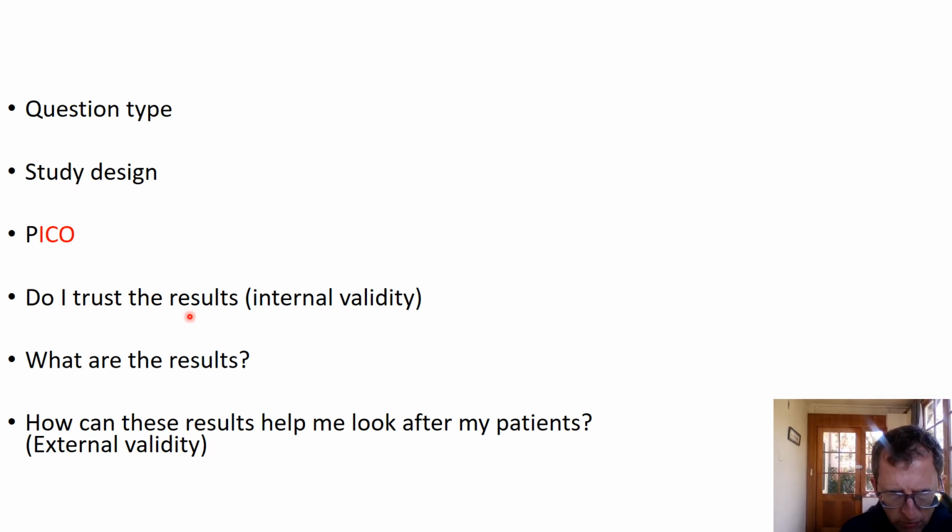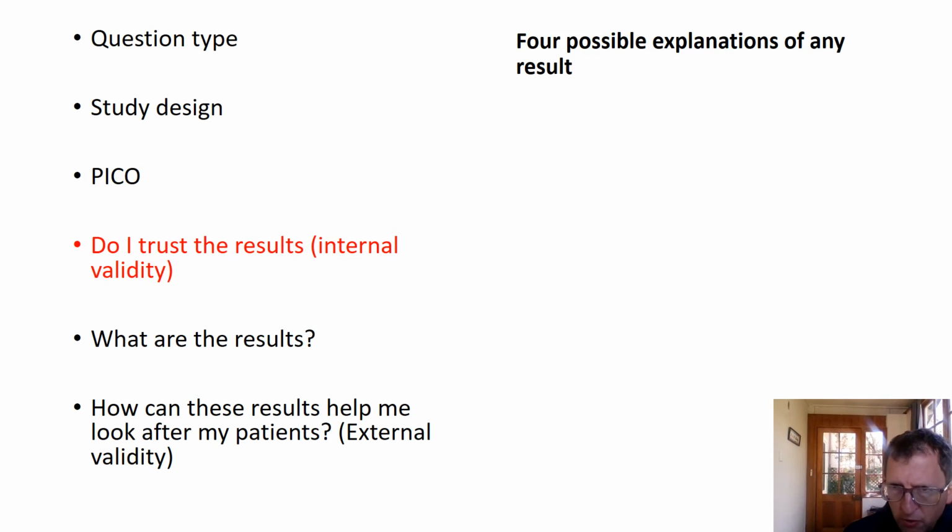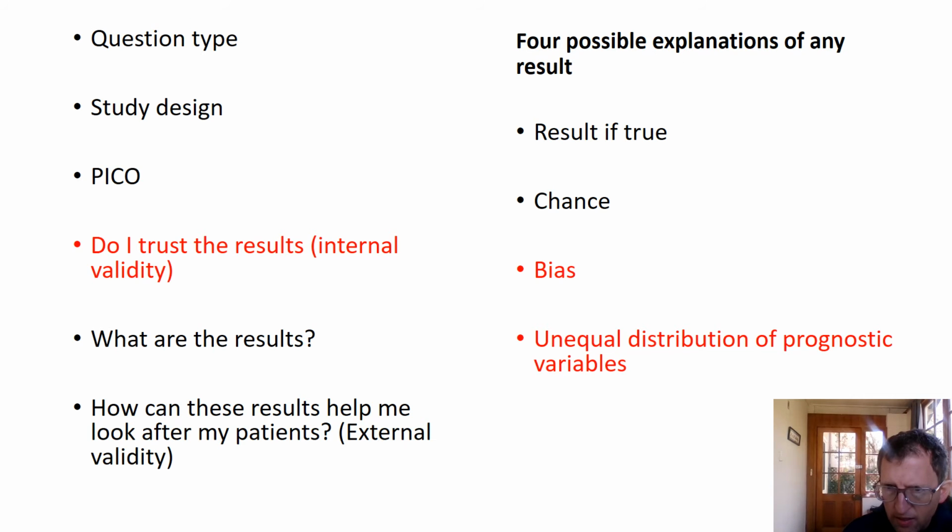I then went through the next section, which is, do I trust the results? I made the point at this point that there are 4 possible explanations of any result: truth, chance, bias, unequal distribution of prognostic variables, and that when you have a result, it can be one of these four possibilities. And we talked about bias as being something that distorts the truth. It's a systematic error in a study, like the wind that knocks an arrow off course to hitting its target. And that the biases are going to depend on what study design you have.